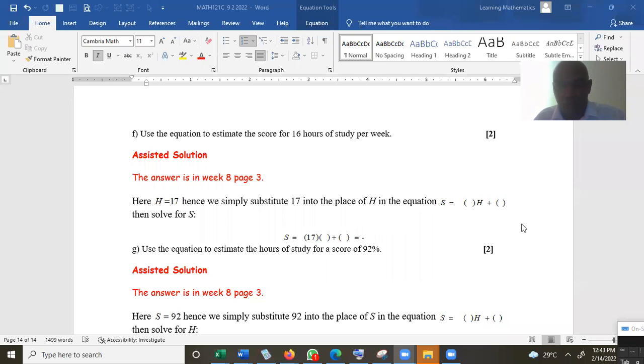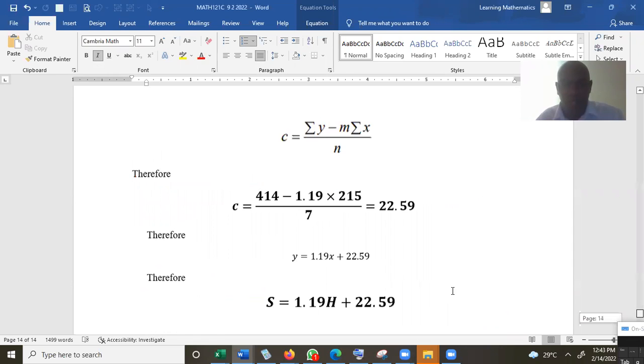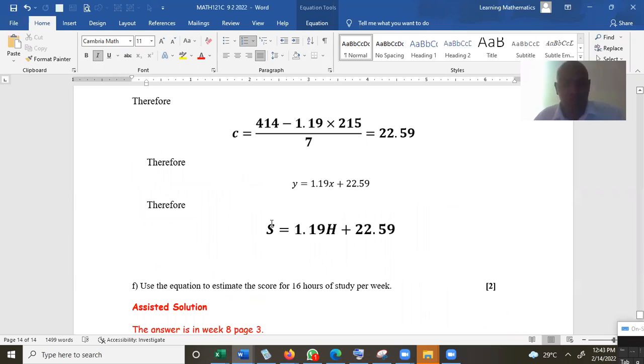So we have just obtained the equation describing the relationship between the hours of study and score. Now, this question is saying, use the equation to estimate the score for 16 hours of study per week. So now you can deepen the analysis further by even forecasting, by even projecting into the future.